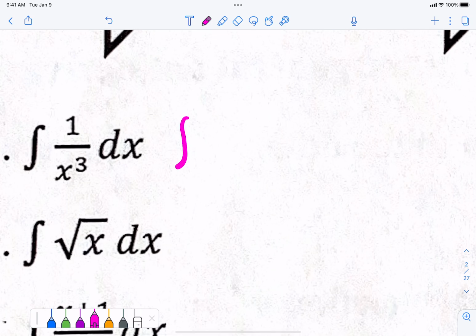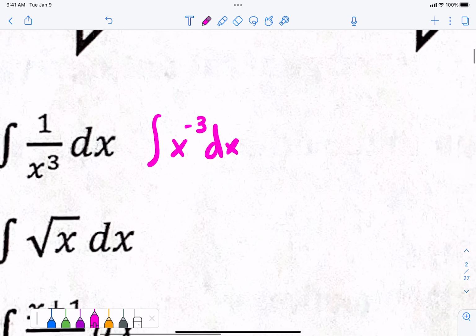And I'm going to do my integral symbol. And instead of 1 over x to the third power, I'm going to say x to the negative third dx. I'm just rewriting him. He's moved to the top. He's x to the negative third power. Any questions about that?